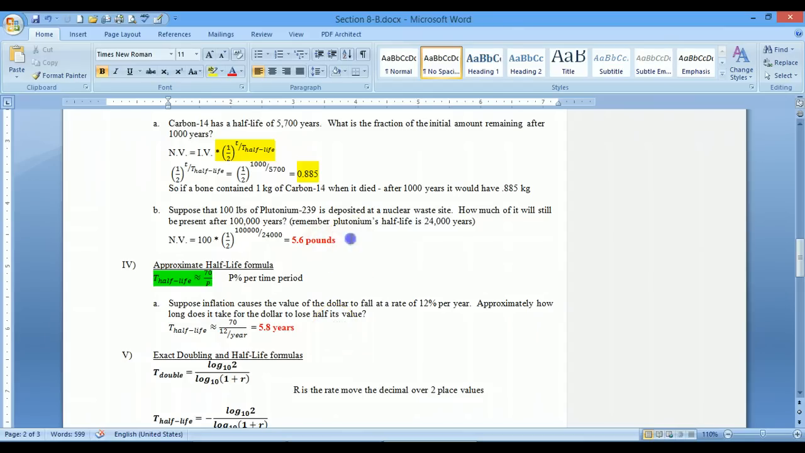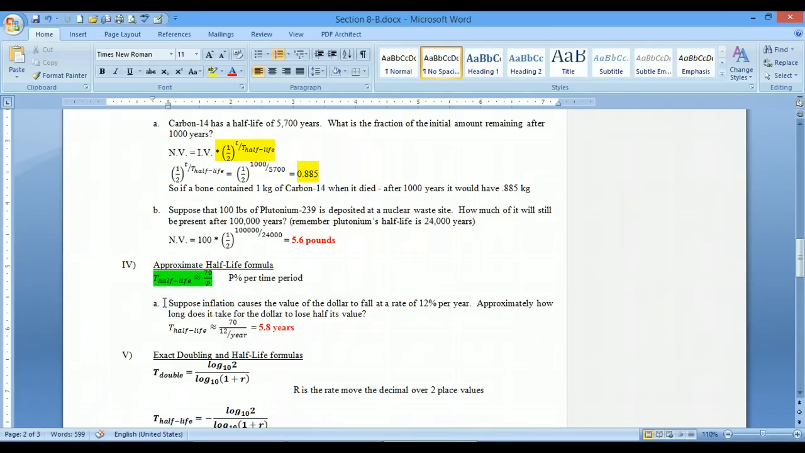And 5.6, which was 5.56 raised to 5.6 pounds. All right, let's move to the approximate half-life formula. Very similar to the approximate double time. This is T sub half-life approximately equal to 70 over P, which is the exact same thing of P% per time period. But this is half-life.